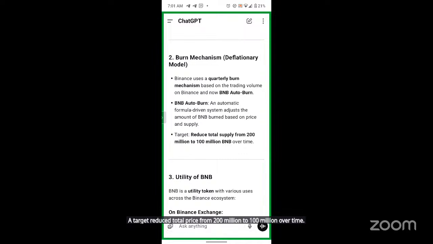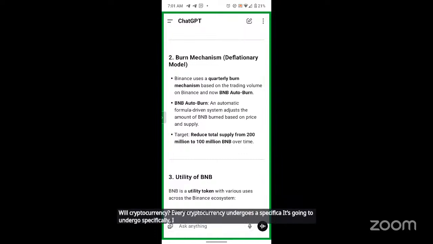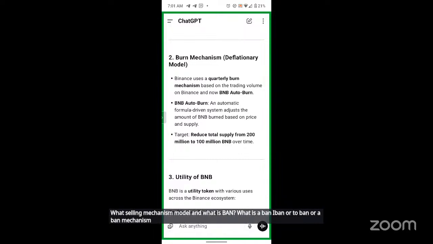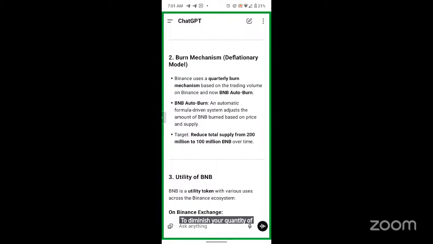Now, every cryptocurrency can undergo specific operations, I can call them activities, and this one is made to increase the value of the coin. For example, looking at BNB and its quarterly mechanism model. What is a burn? A burn, or a burn mechanism, means to reduce, to diminish the quantity of a cryptocurrency.